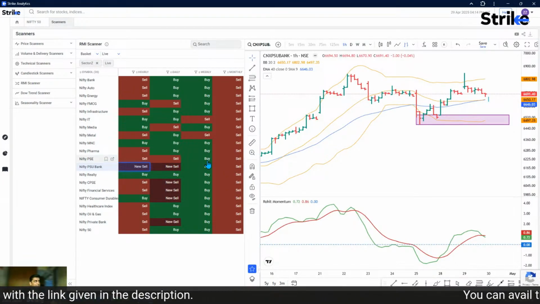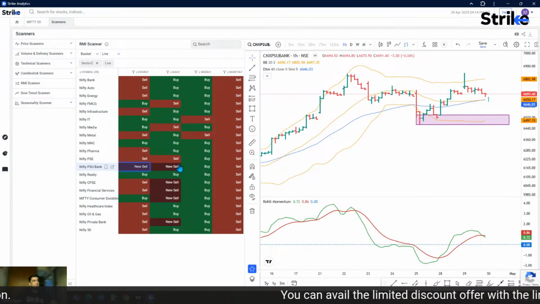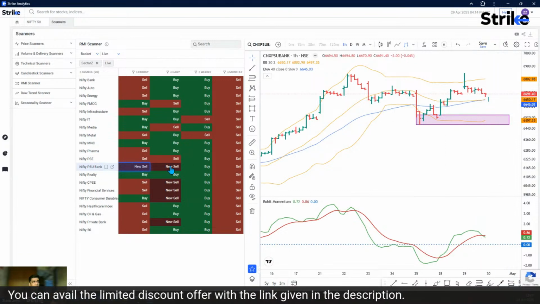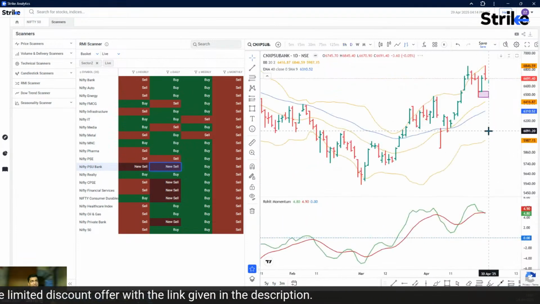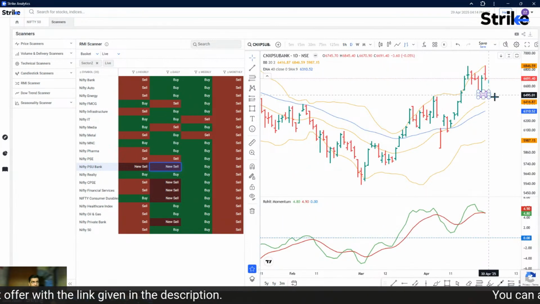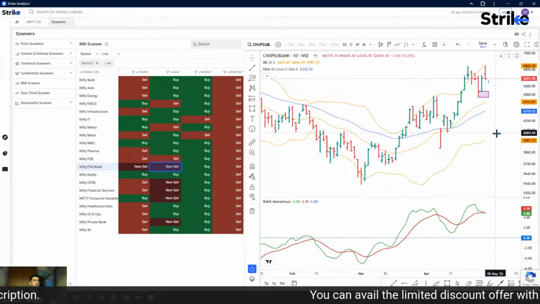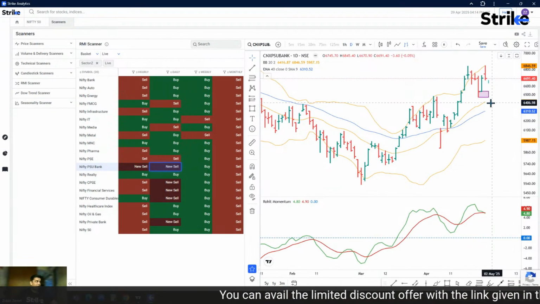But since on the weekly it is in a buy mode, what will positional traders, short term traders, swing traders do? They will wait for the PSU bank index to come down somewhere over here, take support and then bounce back. And once there is a bounce back, we can invest or we can buy, go long on it.